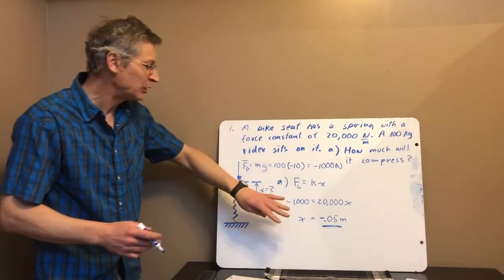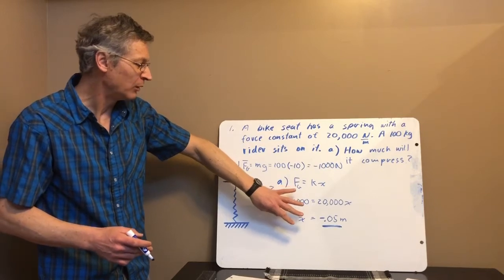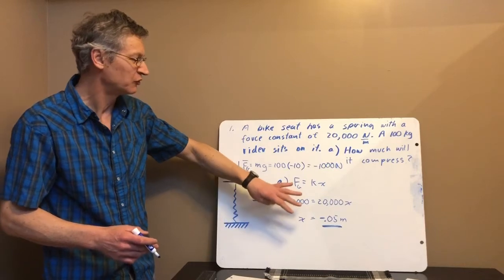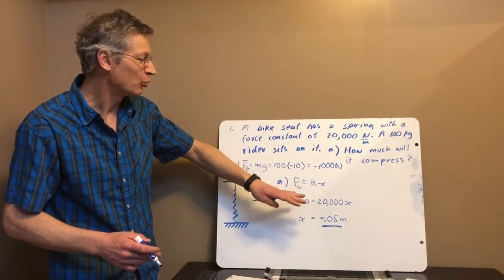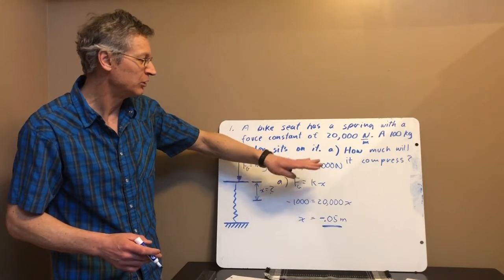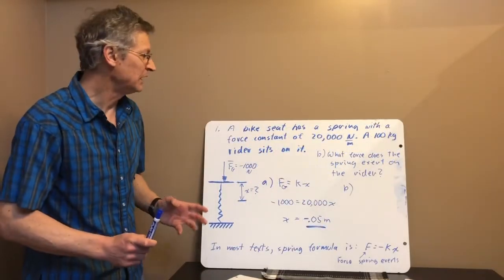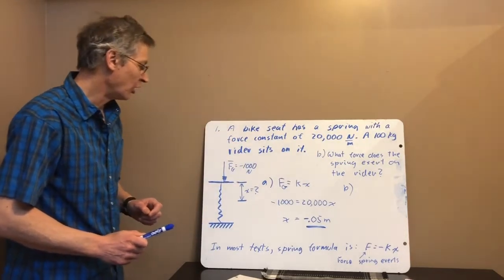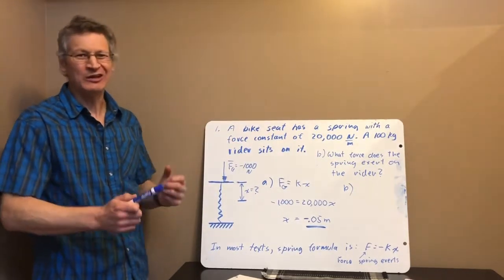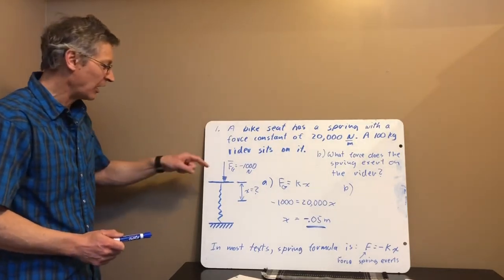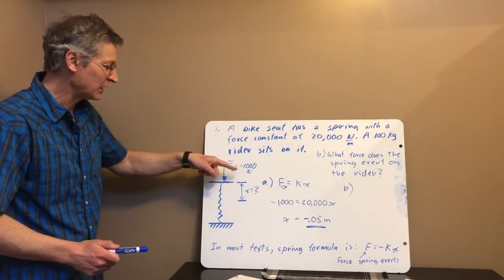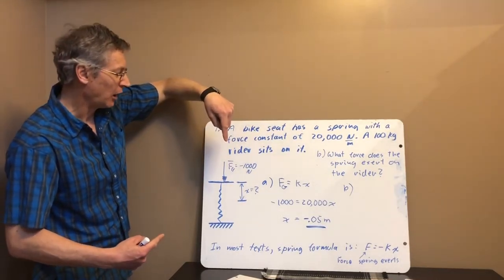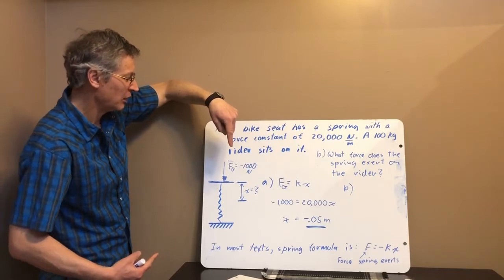Pretty simple little problem, and you'll see why we actually did such a really simple problem right away when we do part B of this. All right, here's part B of this same example. It says, what force does the spring exert on the rider? So easy enough, right? The rider exerts a force of negative 1,000 newtons on the spring, so that means the spring is going to exert an equal but opposite force back.